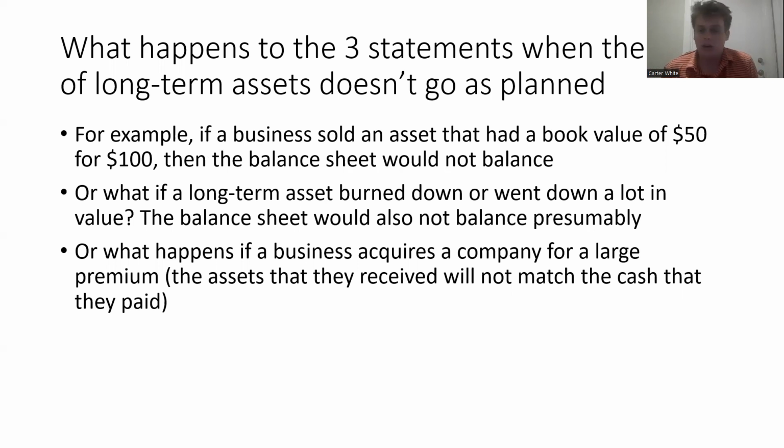Or what if one of my assets burns down or just went down a lot in value? The balance sheet would also not balance, presumably, right? If I had a building worth $100 on my balance sheet and then it burned down and now it's worth $0, my assets just went down 100, but my liabilities and shareholders' equity didn't go down, and I didn't get any cash for it. So presumably, how does this work?